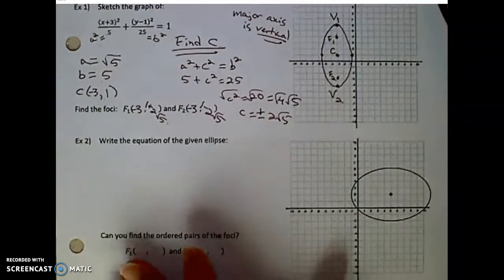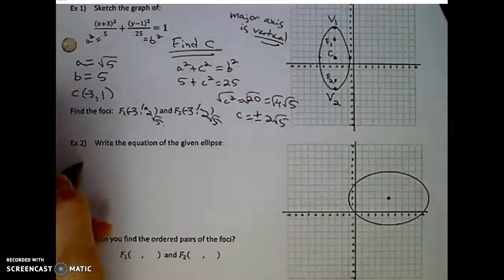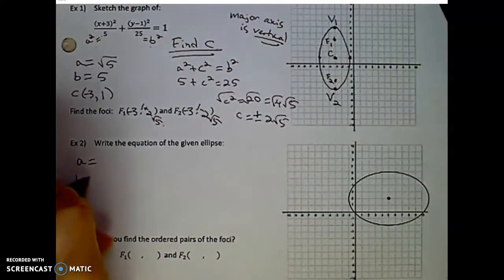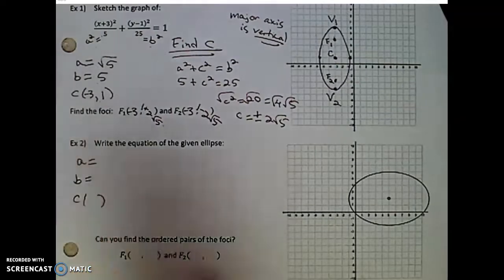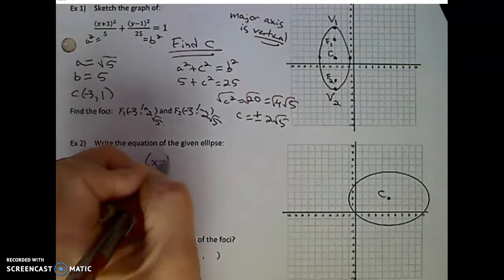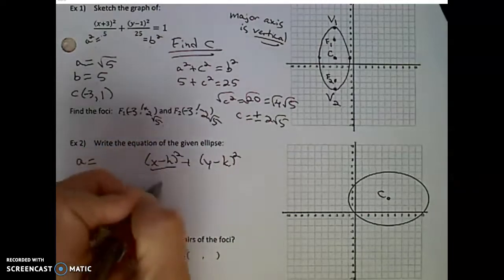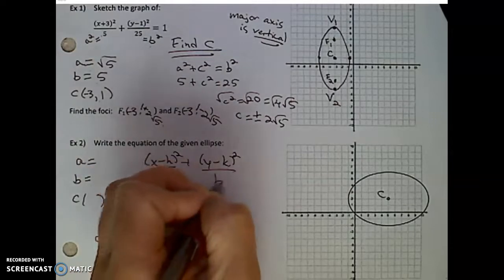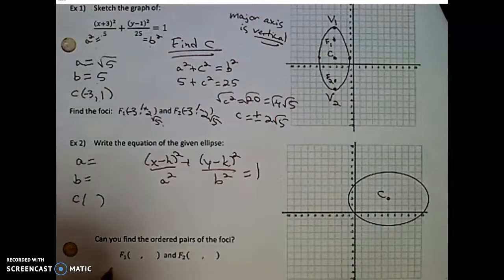Alright, I'm going to pause again. I'm going to ask you to write the equation of this ellipse. Remember, you're going to need an A value, a B value, and a center. Center is not at the origin, so I'm going to plug into this: x minus h squared over a squared, the first denominator, plus y minus k squared over b squared, the second denominator under the y, equal to 1. Alright, and then we're going to find the ordered pairs for the foci of that ellipse. I'll pause so you can work through a bit.